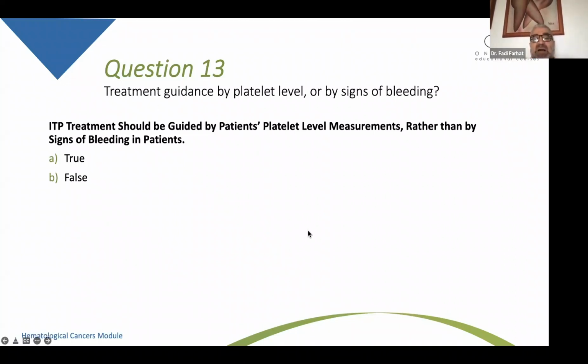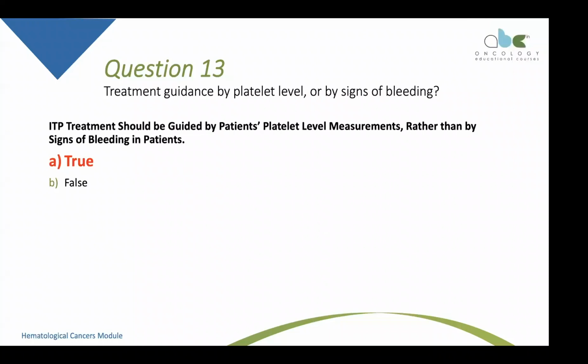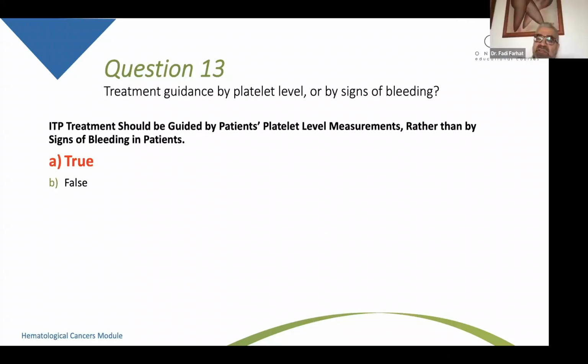It's tricky because in the past we used the fact that you don't treat patients if there are no signs of bleeding. Okay, so here it's 50-50, Dr. Muhammad. The answer is true. So we follow the platelet level rather than the signs of bleeding. In previous times, we used the presence of bleeding, petechiae, and so on. So now it's confirmed that we have to follow the platelet level.